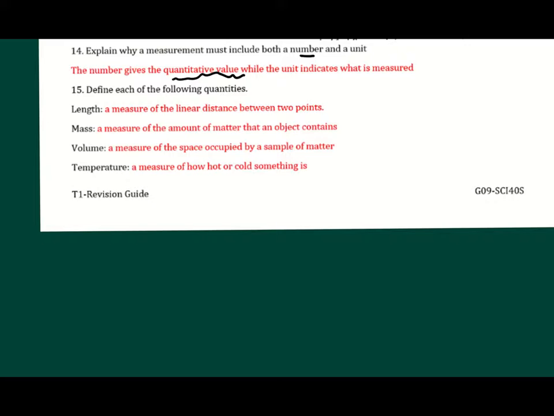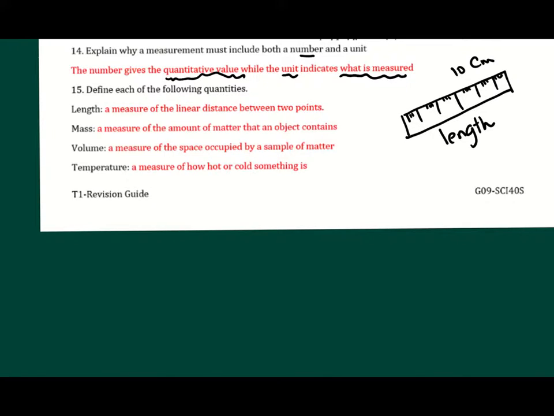So the measurement should have a quantitative value, which is a number, and the unit, which indicates what is measured. If I say this scale is 3 or 10, you don't know 10 what. But if I say 10 centimeters, we are measuring the length of the ruler. If I say 10 grams, it's the mass that we are measuring. So any measurement should have a number to give the quantity and the unit to know what you are measuring.